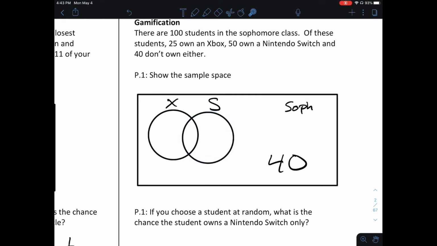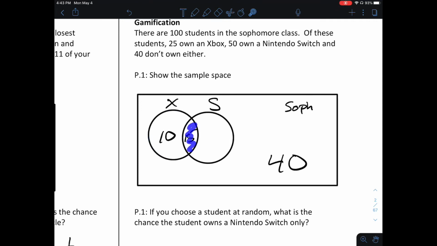I apologize. In the Xbox and Switch overlap, we got to fit 60 people. But in the Switch circle, we got to fit 50 of the 60. That means here, Xbox only is the difference between 50 and 60, which is 10. 25 on an Xbox, we got 10 here. So that means in this circle, we got to have the difference between 25 and 10, which is 15.